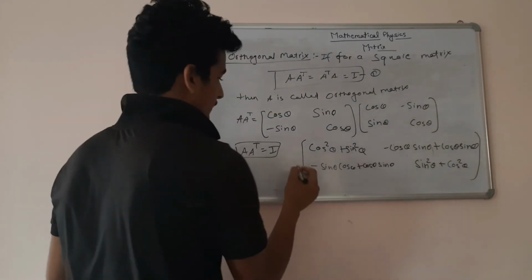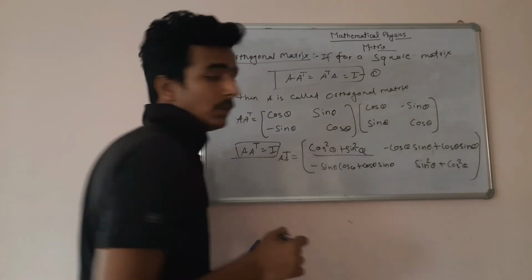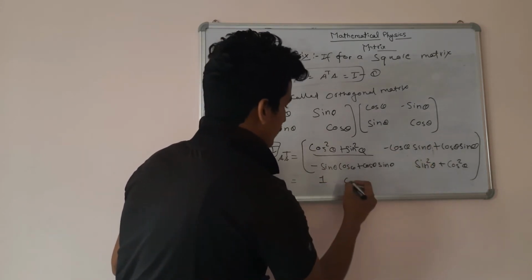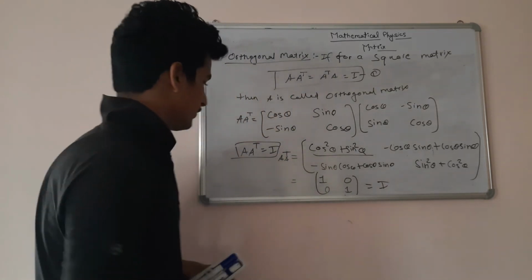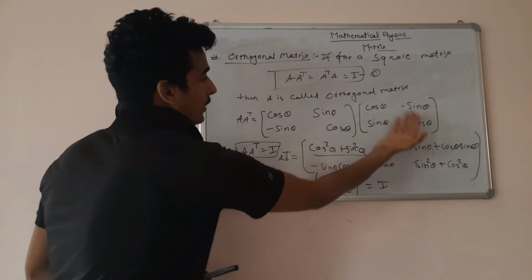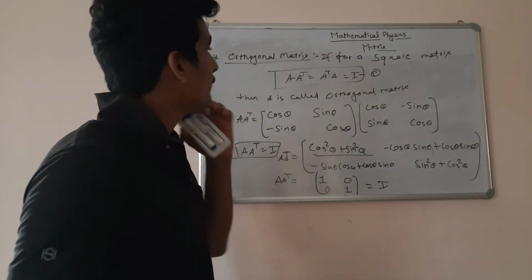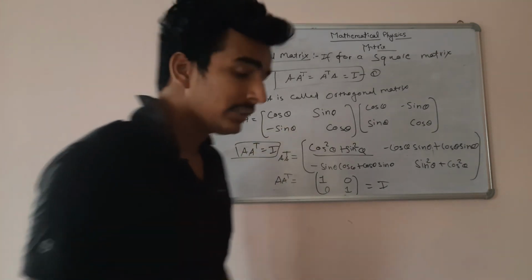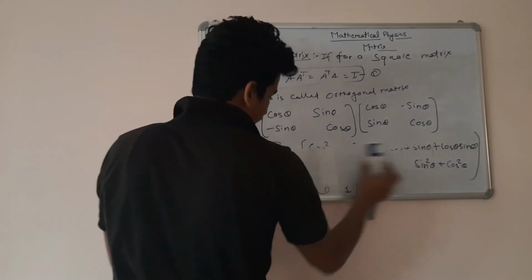As we simplify this, we know a basic identity from trigonometry, that cos square theta plus sin square theta is 1. The off-diagonal entries become 0, and the diagonal entries become 1. So this is the identity matrix. This gives us A A transpose. If you do this in reverse order, we also get an identity matrix. So from this discussion we can say that this rotation matrix is an orthogonal matrix. So this is all about orthogonal matrices.